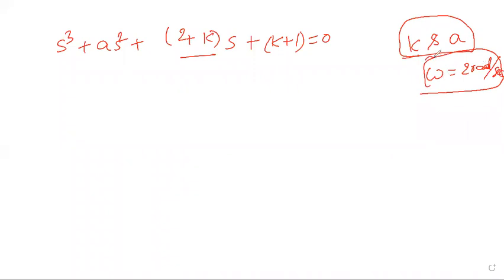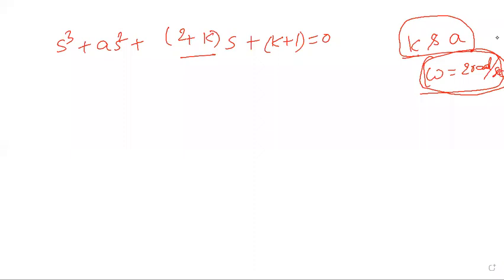So if the system oscillates with the frequency of 2 radians per second, what type of oscillations are we getting? Sustained oscillation. Sustained oscillation means the system is marginally stable, and that happens when we get a row of zeros in the Routh array. Is it clear?